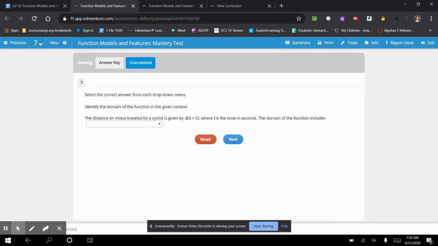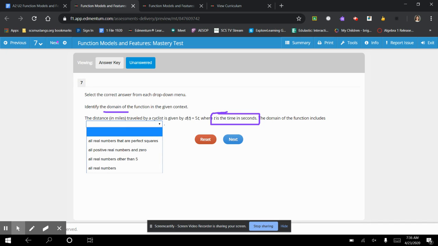Looking at the next one, the distance in miles traveled by a cyclist is given by d of t, where it's equal to 5t, where time is t in seconds. The domain of the function includes. So you've got to think about, we're talking about domain. Domain is going to be our time in seconds. How can we measure or count that time in seconds?